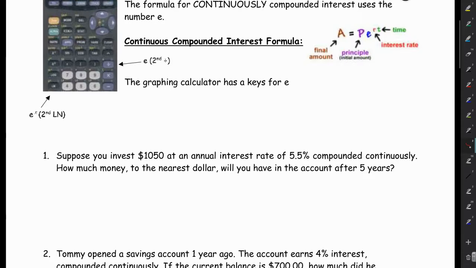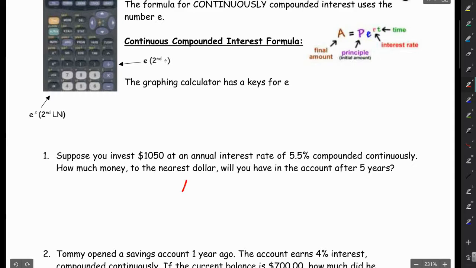So we're going to look at some continuous compounded interest problems. Suppose you invest $1,050 at an annual interest rate of 5.5% compounded continuously. Now this is what you're looking for, these key words. When we see compounded continuously, we know that we're going to be using the PERT formula. How much money to the nearest dollar will you have in the account after 5 years?